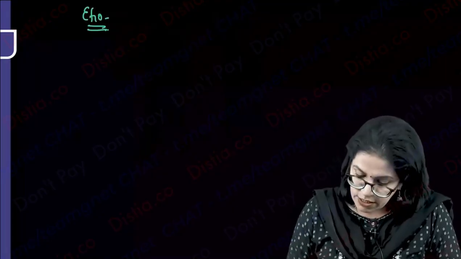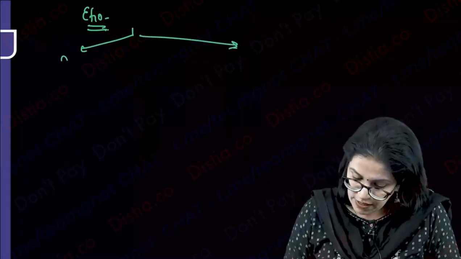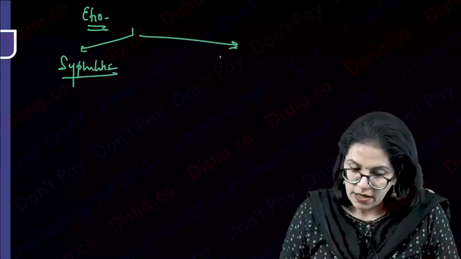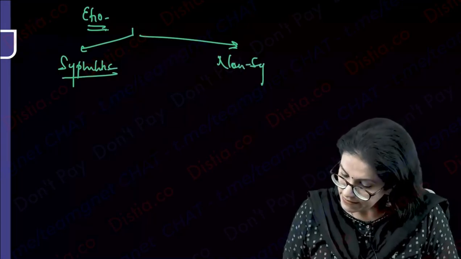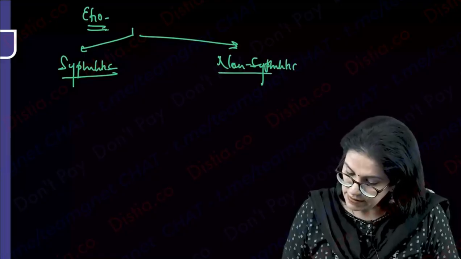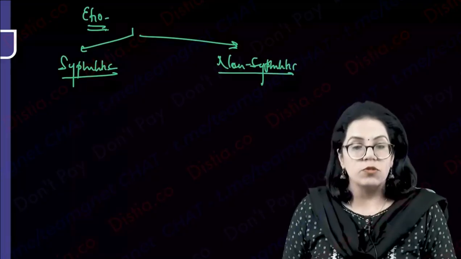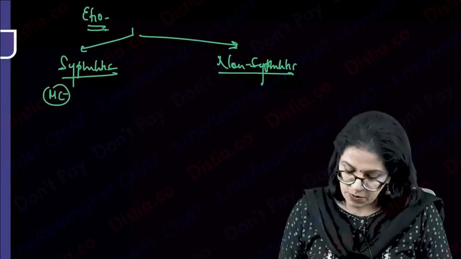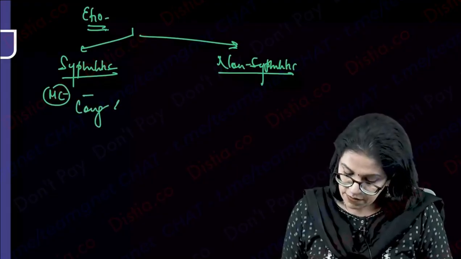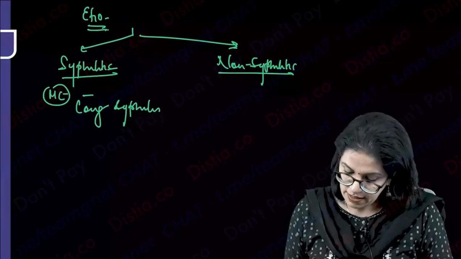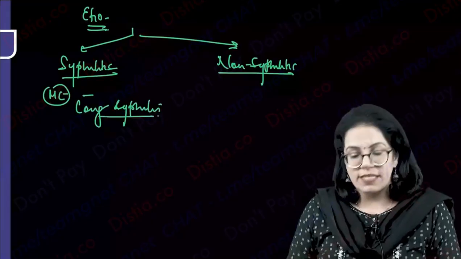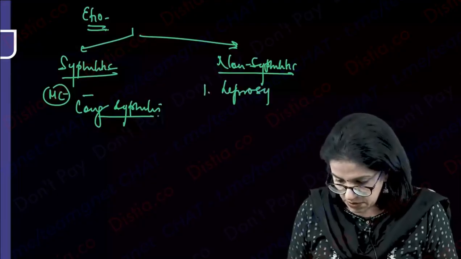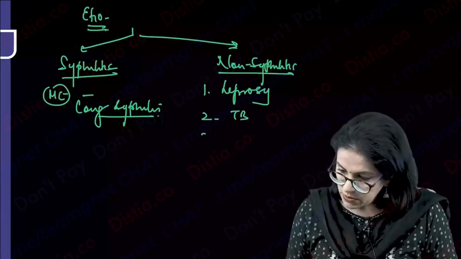We can divide the etiology into syphilitic or non-syphilitic. So syphilitic, of course, most commonly it is congenital syphilis. Acquired in a few cases, but generally most commonly congenital syphilis, where the infection is transplacental. Talking about non-syphilitic causes, again the granulomatous inflammations like leprosy, tuberculosis, sarcoidosis.